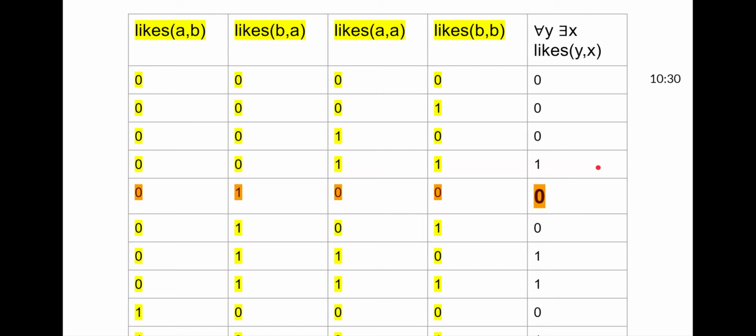We can look at a more complex logical sentence. With the same truth assignment, where only B likes A, we could ask whether it's the case that for all Y, there exists an X such that Y likes X. Is it the case that everybody likes somebody? We just saw that A doesn't like anybody. So in fact, this will also evaluate to false, but for a slightly different reason. So these two logical sentences can be evaluated in this world as I have just shown you.